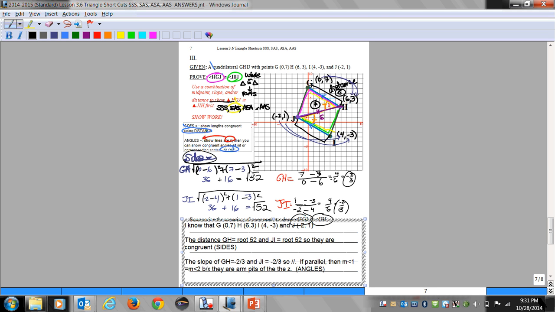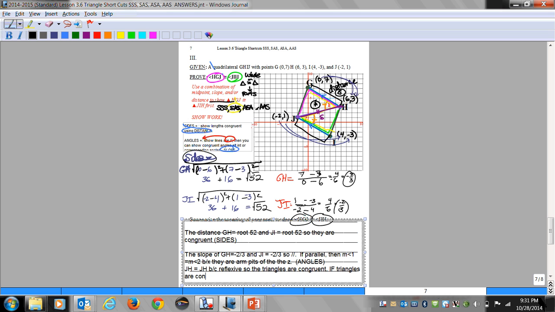Finally, I know that HJ is equal to HJ because of the reflexive property. So the triangles are congruent. If the triangles are congruent, the parts are congruent. So angle HGJ must therefore be congruent to angle JIH.